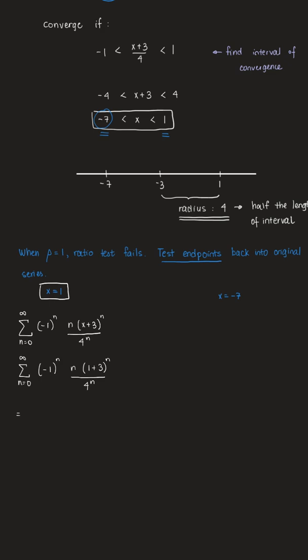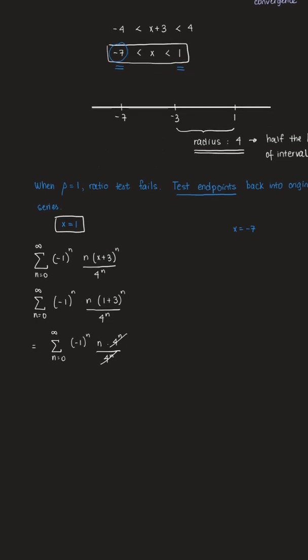Well, let's see what series this gives us. This is going to give us the series that we're used to seeing with no x values in them, but we can use any of the tests that we've developed to figure out whether this converges or diverges. Notice that we have a 4 to the n in the numerator and a 4 to the n in the denominator, and those will cancel out. So now we just have the sum from n equals 0 to infinity of negative 1 to the n times n.